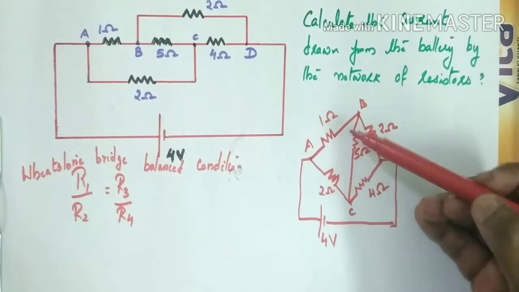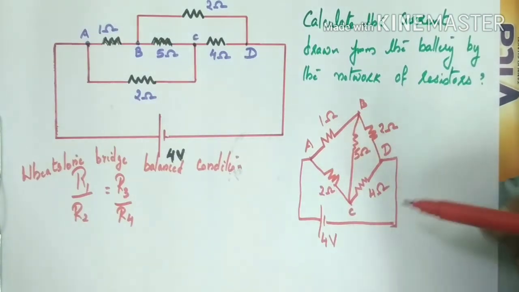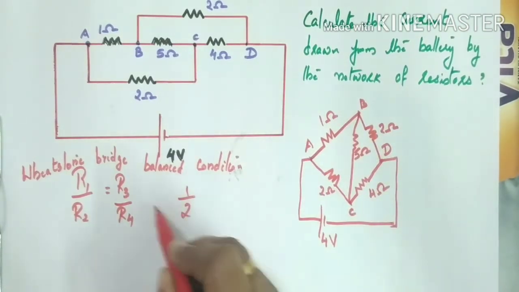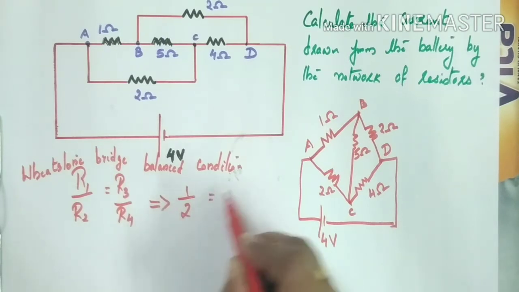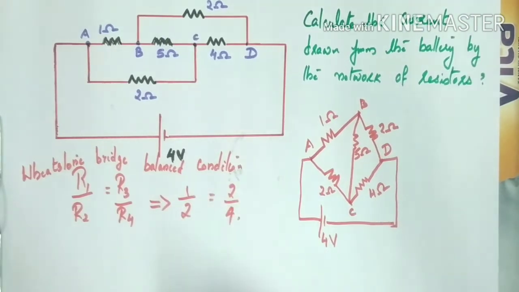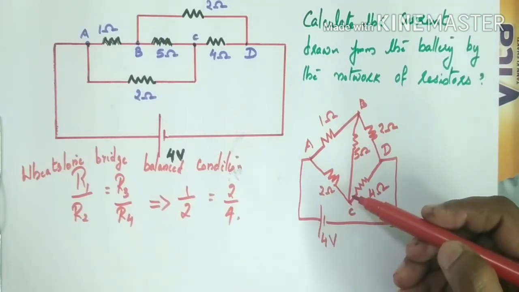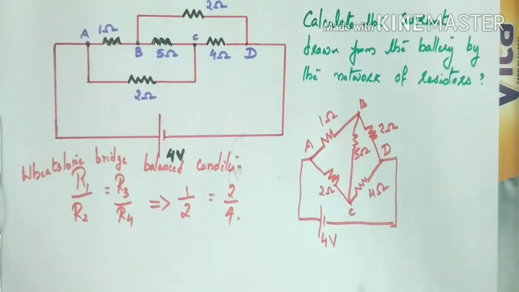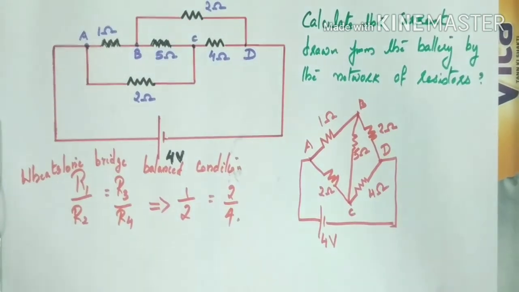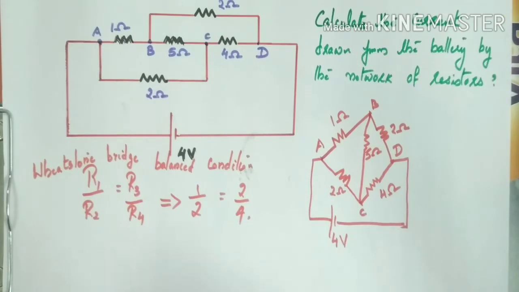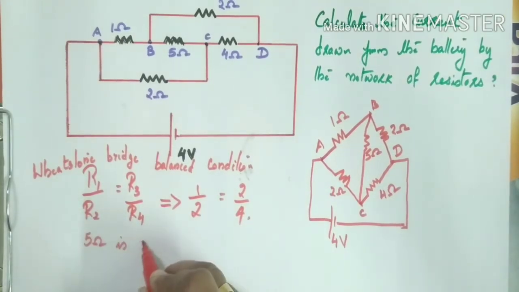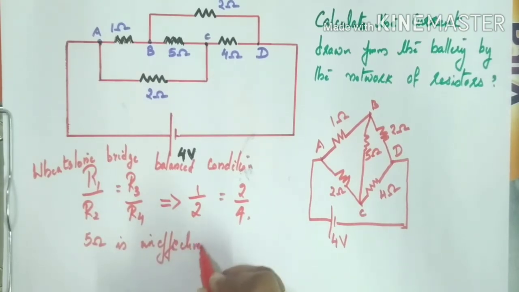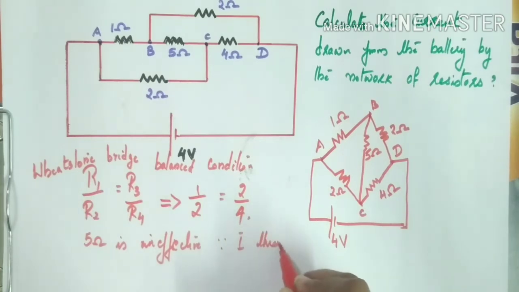So here the balance condition is satisfied because 1 by 2 equals 2 by 4. So the condition is satisfied and hence the 5 ohm is considered to be ineffective. Since the bridge is balanced, the 5 ohm resistance is ineffective, since the current through the 5 ohm equals 0.